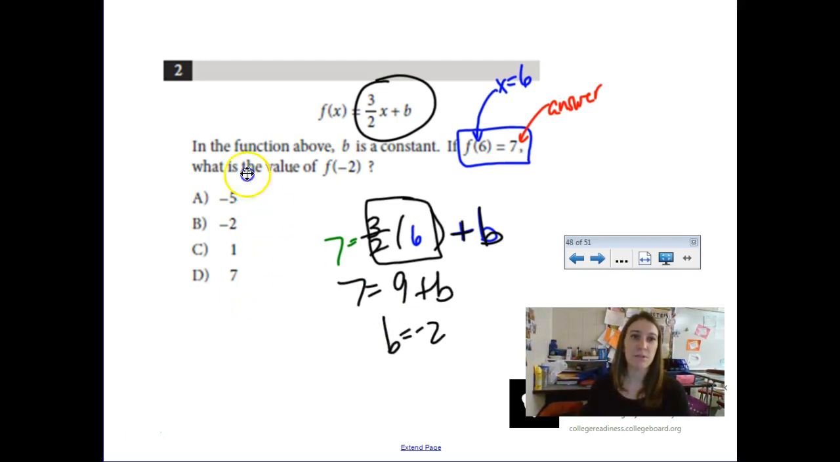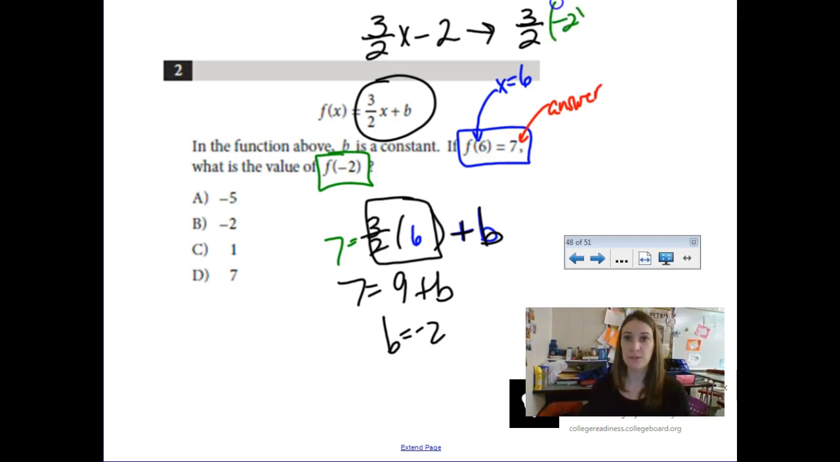Now don't circle negative 2 because that is an answer, but that's not what they want though. Go back. And it says now take your whole function and plug in negative 2. So now that I know b is negative 2, so plus negative 2 would be minus 2, now they want me to go back to this function and plug in a negative 2 into the function itself. So 3 halves times negative 2, and then minus 2 for the function. It's a lot of negative 2's. That was by design, by the way. So 3 halves times negative 2 is negative 3, minus 2 is negative 5.